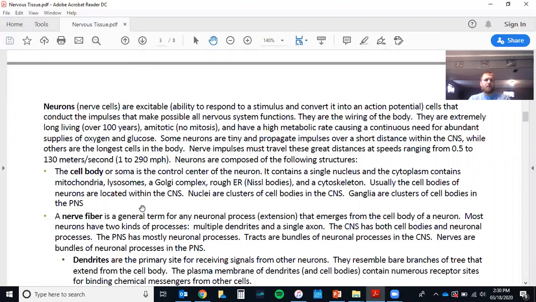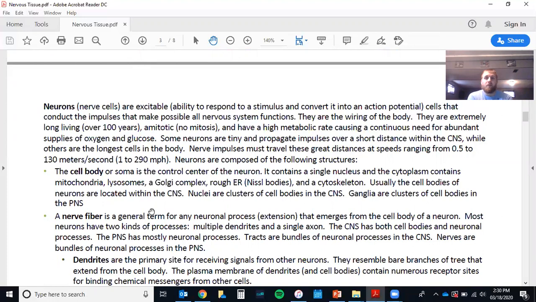Okay, now time to talk about neurons, which we've been talking about since that very first slide. Another term for neurons is nerve cells, which we can describe as excitable. And excitable is a term that means the ability to respond to a stimulus and convert that signal into an action potential. So they're excitable cells that conduct the impulses that make possible all those nervous system functions, the things that we were just talking about, sensory, motor, integrated functions. We can essentially call them the wiring of the body.